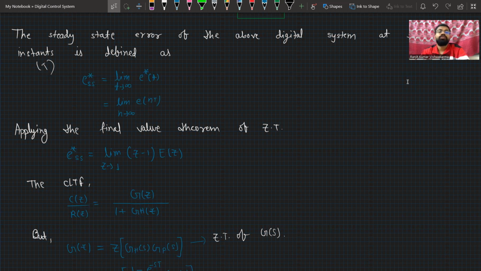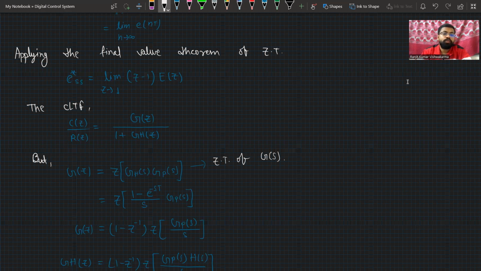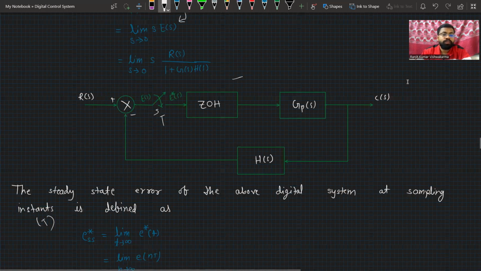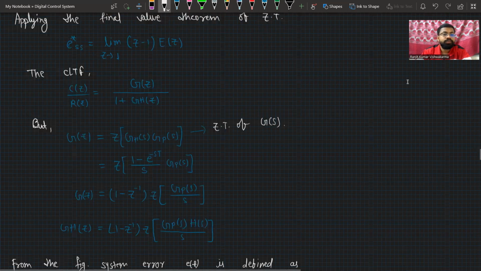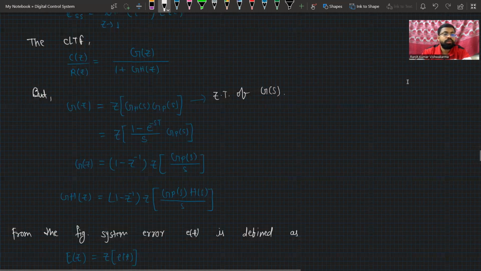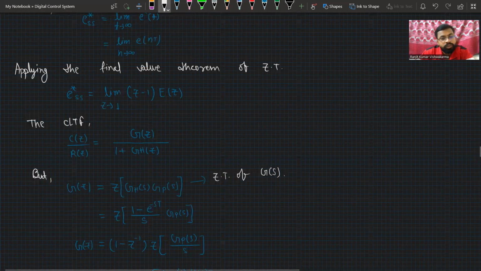From there you can find out how we are applying these formulas. Now this one is the open loop transfer function. Wait, this one is the closed loop transfer function, the closed loop pulse transfer function. Like this way we can write.